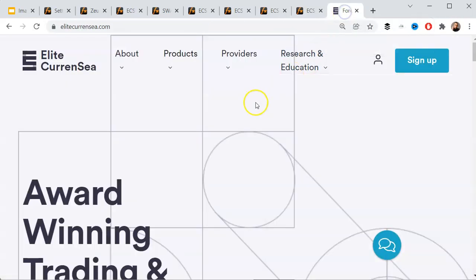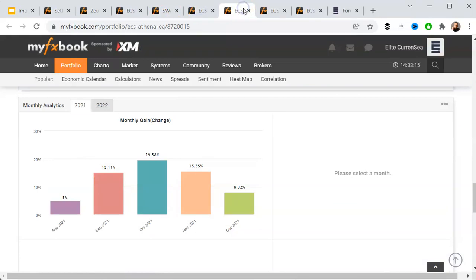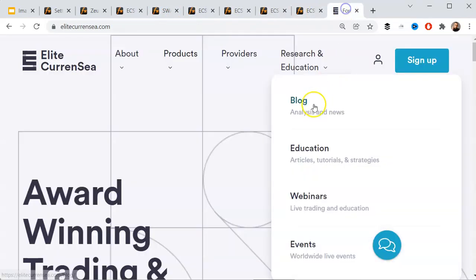So this is a new EA. We have been trading the EA in total on the very first account for 1 year. This is actually account number 2 and 3, and PAM is the fourth account.